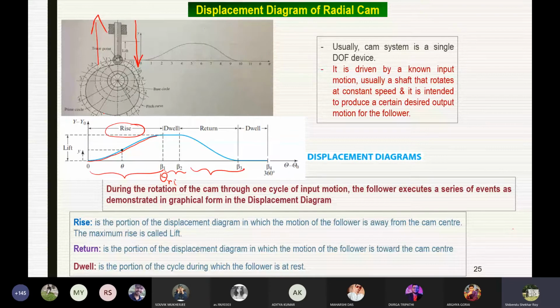Next is dwell. Dwell is the portion of the cycle during which the follower is at rest. There is no displacement of the follower, but the cam is continuing. Next is the return. It's the portion of the displacement diagram in which the motion of the follower is towards the center of the cam, that is, the downward movement in this case.